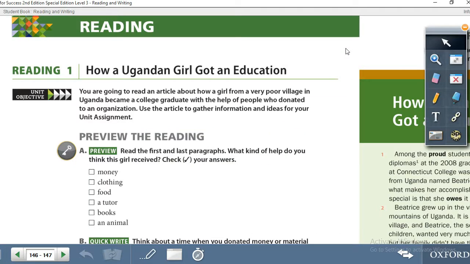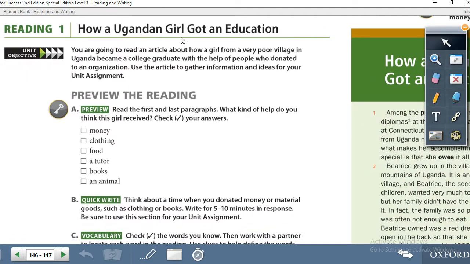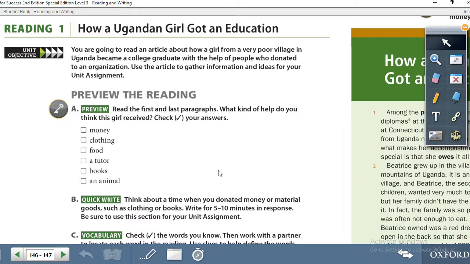Unit 7, page 146, reading 1. How a Ugandan girl got an education. You are going to read an article about how a girl from a very poor village in Uganda became a college graduate with the help of people who donated to an organization. Use the article to gather information and ideas for your unit assignment.